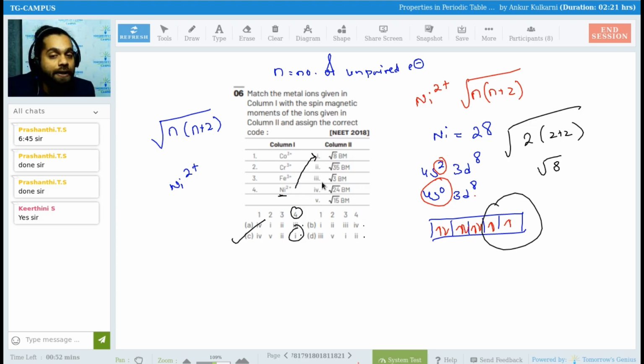Then in the d, we know, Anthony, we have 5 orbitals: 1, 2, 3, 4, 5. So fill the 8 electrons: 1, 2, 3, 4, 5, 6, 7, 8. So how many unpaired do we have, Anthony? We have 2 unpaired. Is it clear, Anthony?